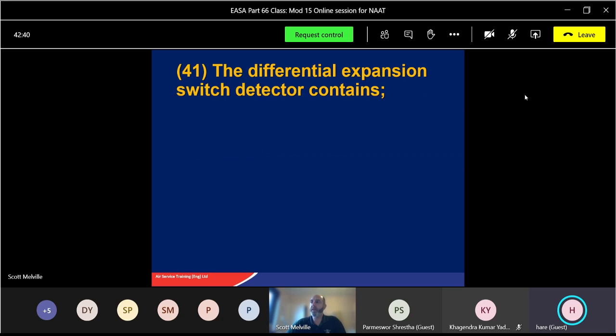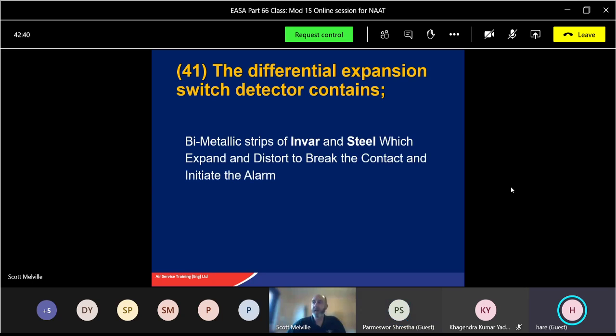Differential expansion switch detector contains. What does it contain? This is the one you're thinking of. Differential expansion switch contains bimetallic strips. This is the bimetallic one with the Invar steel, which expand and distort to break the contact and initiate the alarm. Okay, so the thermal expansion one is your rhodium contacts. The differential expansion one is your bimetallic strips of Invar and steel. Okay.